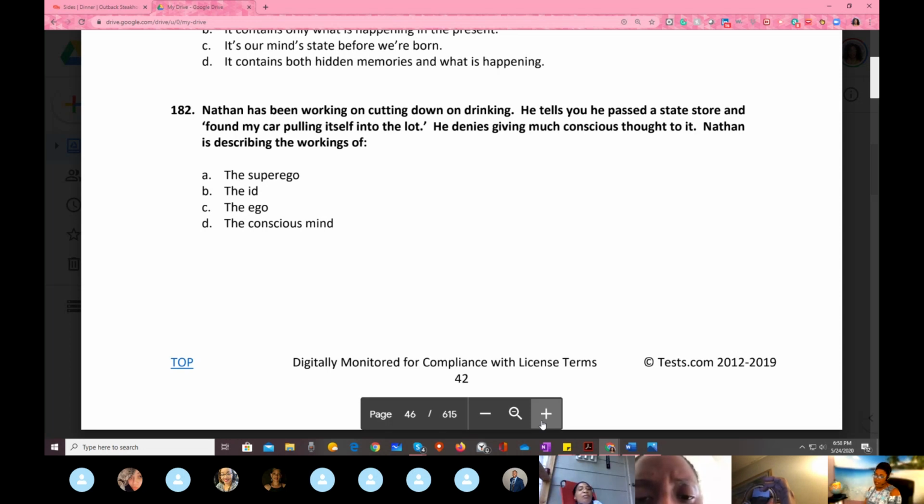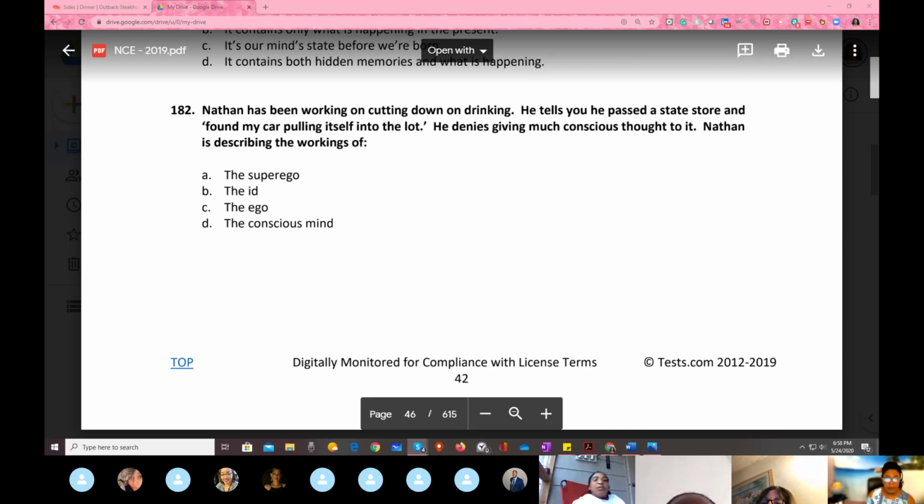Nathan is describing the workings of what? What part of his unconscious, according to Freud, is taking place here? Id. Yes, that's it. What song goes with id? Have I not sung to you yet? Pleasure Principle. That's Janet Jackson. Pleasure Principle is an actual song. That's your pleasure principle.